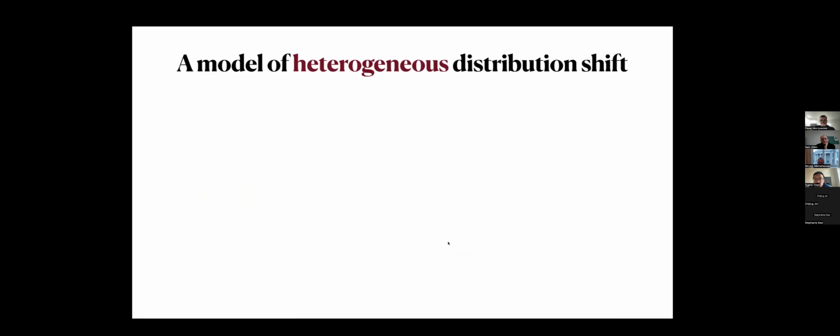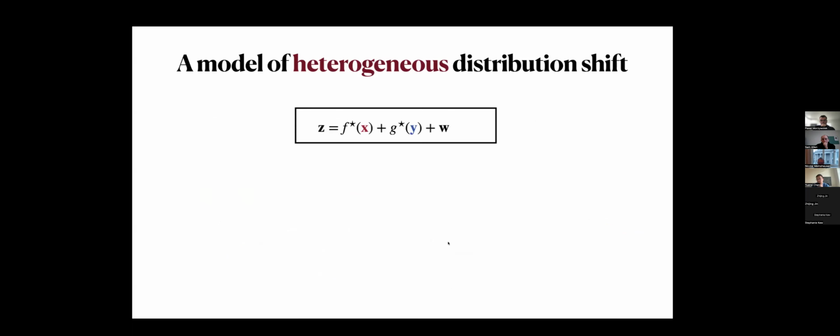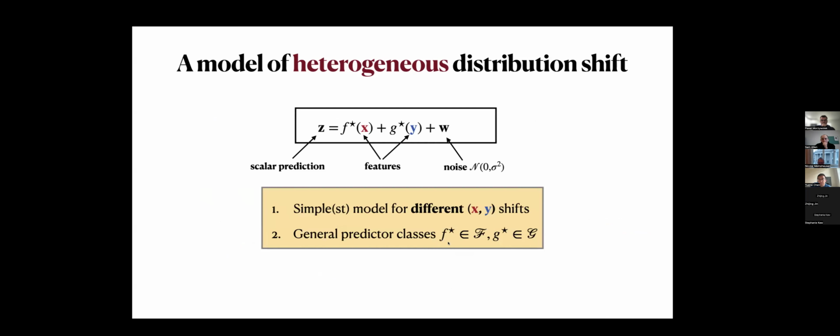So let me give a simple mathematical model where we can study this in a restricted but still rather general setting. I'm going to consider the formulation of making a scalar prediction from the sum of two functions that depend on different features. To make it interesting statistically, it's going to be corrupted by noise. The reason I'm going to study this is because it's potentially the simplest model by which I can study different shifts in X and Y.